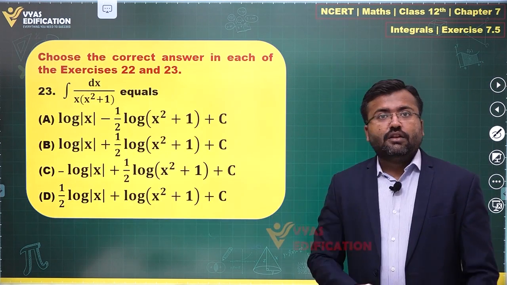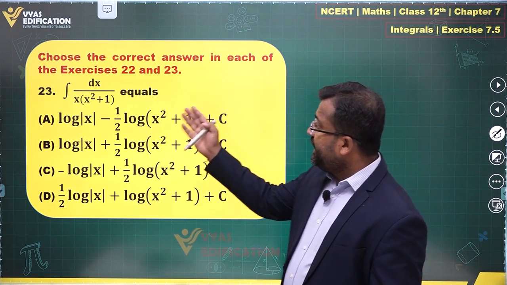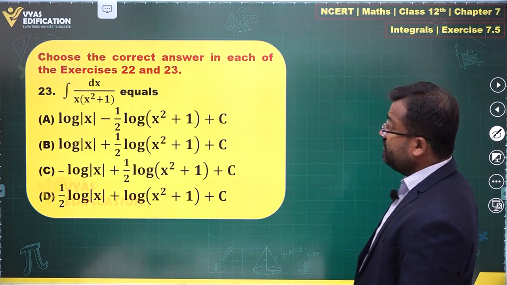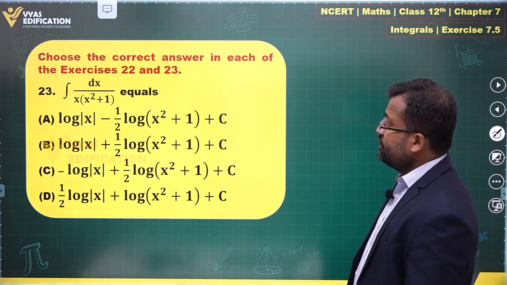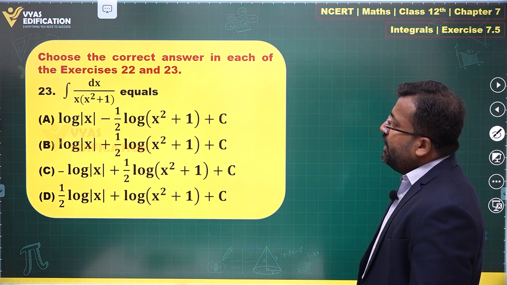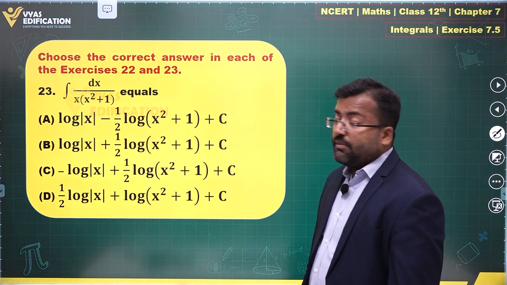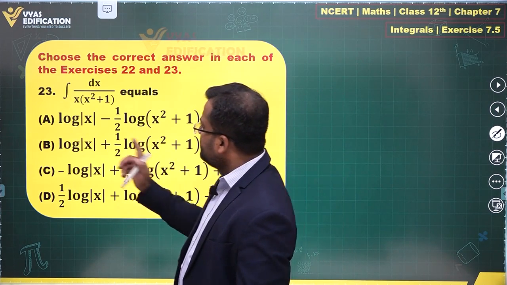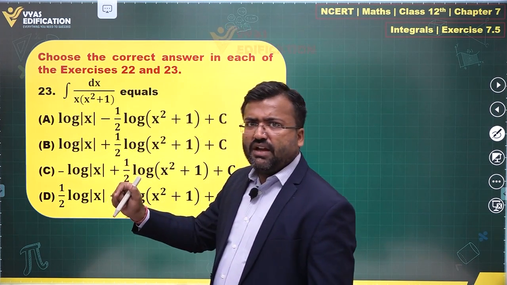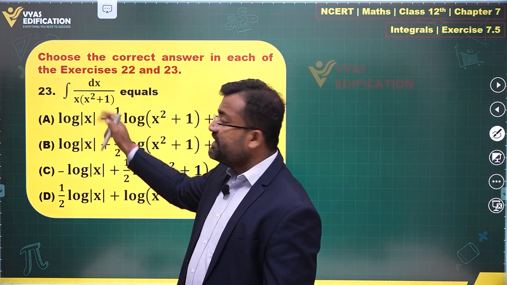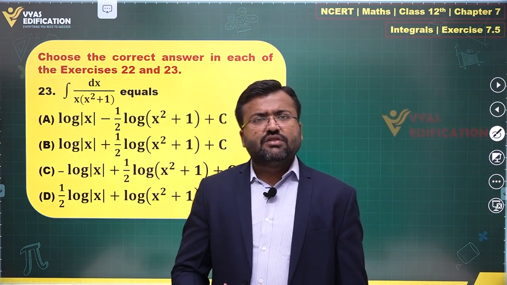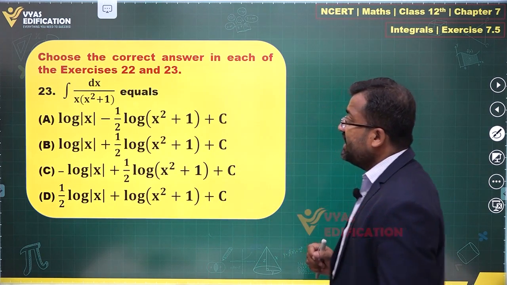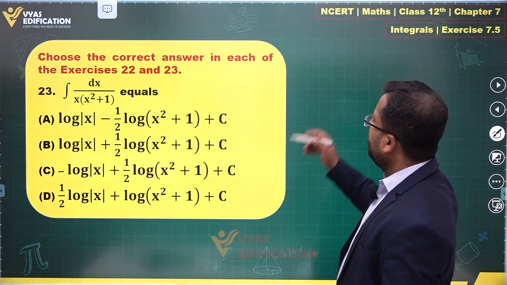Is that all? Yes. The 23rd question says integrate dx upon x times x square plus 1, and there are some options given over here. This is a multiple choice question. So how do we handle this? dx upon x times x square plus 1. There are various approaches. One approach is that you can take x square common from here, so this becomes x cubed, times 1 plus 1 upon x square, and you can use the substitution 1 plus 1 upon x square equal to t. That's one of the approaches. The other approach could be to use partial fractions directly, and let's use that.